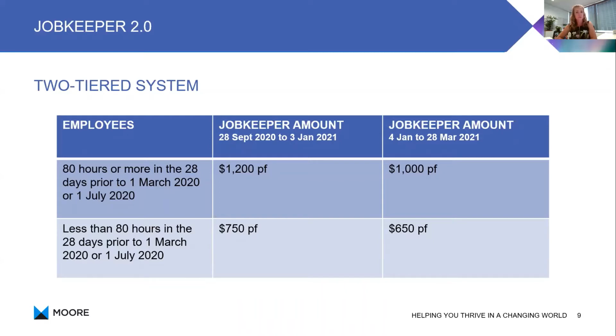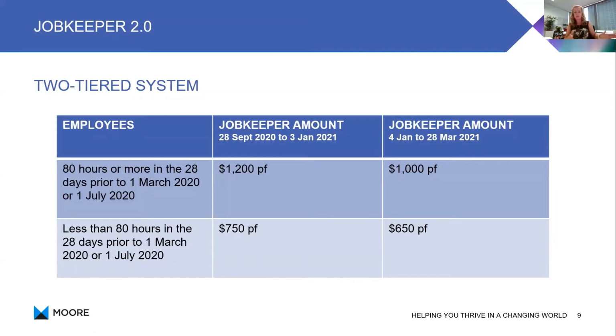So test your 1 March and then test your 1 July. So it's the 4 weeks before. Now, what they're saying is you don't need to use the exact 28 days before those dates. What you do is you look at your normal pay cycle and use 28 days of pay cycles.